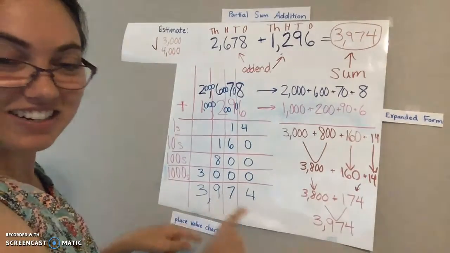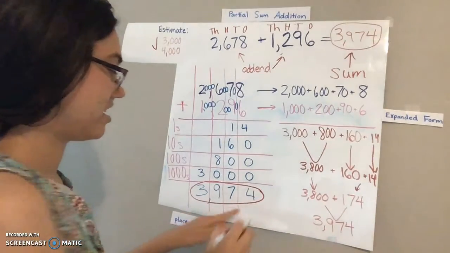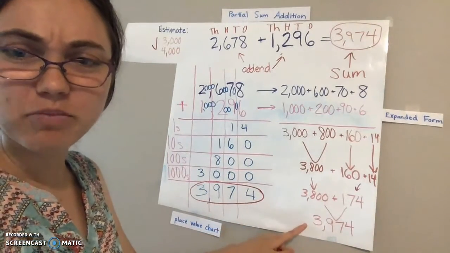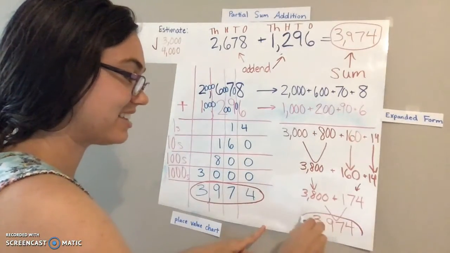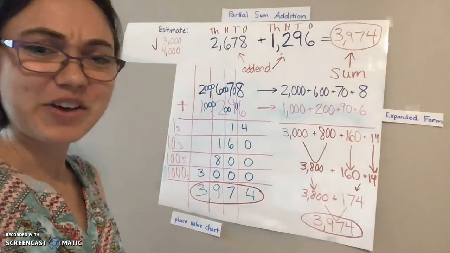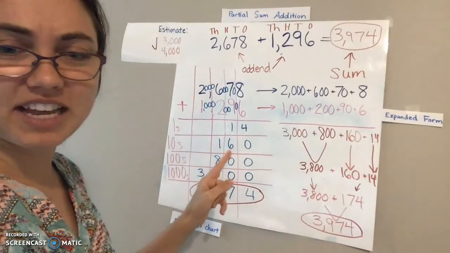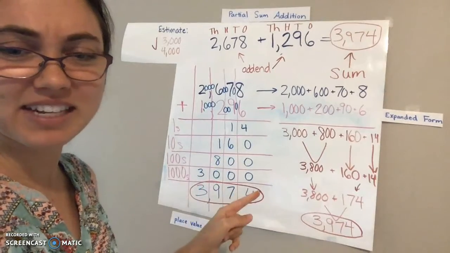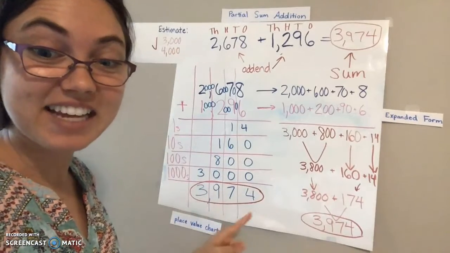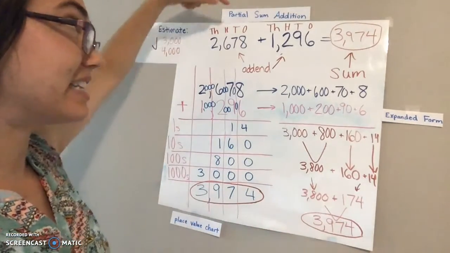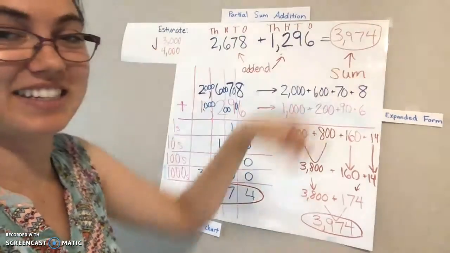Is this answer the same as our sum from when we used the partial sum addition? It is. So using this place value chart by making a row of ones, a row of tens, a row of hundreds, and a row of thousands, and then adding down those columns, gave us the same exact answer as when we used partial sums, when we did parts for thousands, hundreds, tens, and ones.